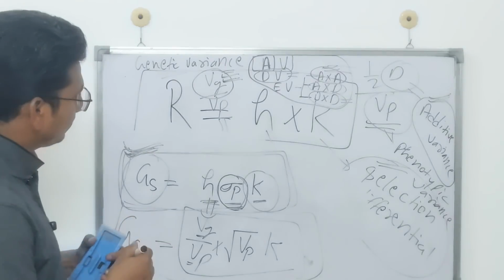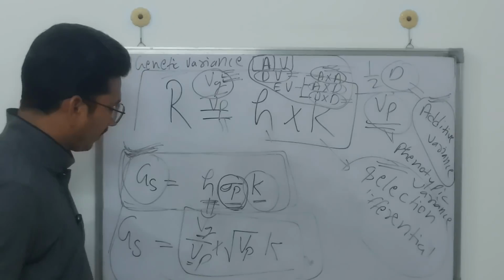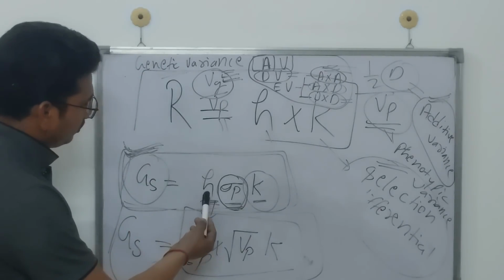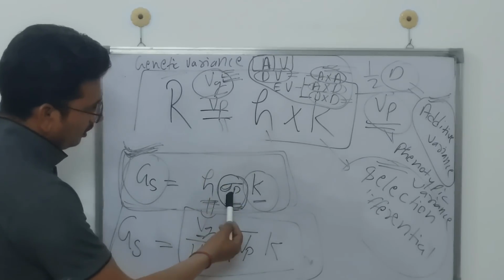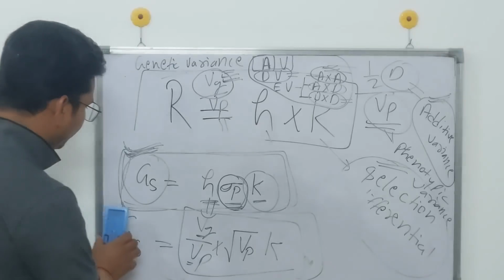So what is Breeder's equation? R equal to H into K, and here we can say that genetic advance equals heritability in broad sense, phenotypic standard deviation, and K. This is sometimes also known as Breeder's equation.